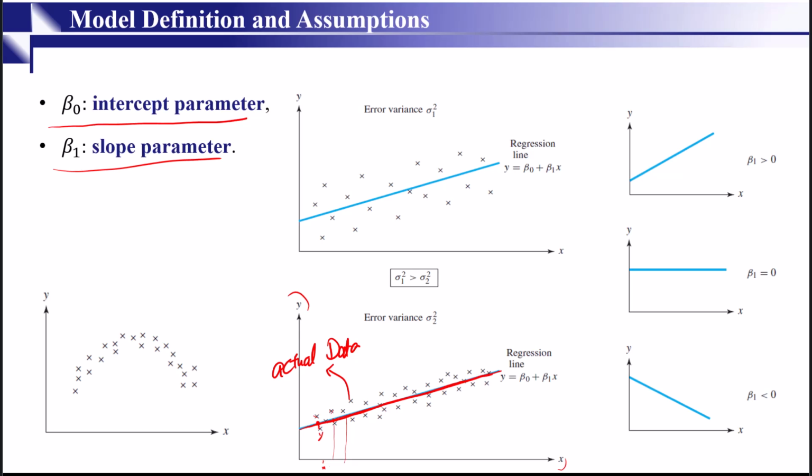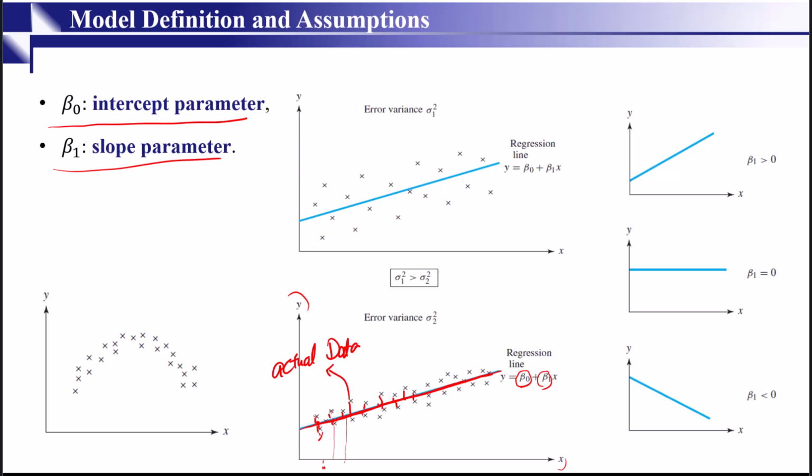What is the best representation of this data? It means if I find the error, so this is the error, this one is the error. If I calculate this error between every data point and line, it will be minimized, right? So how can I minimize this distance? By changing beta 0 and beta 1.